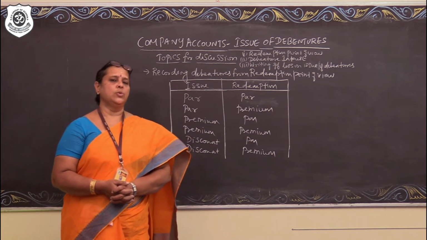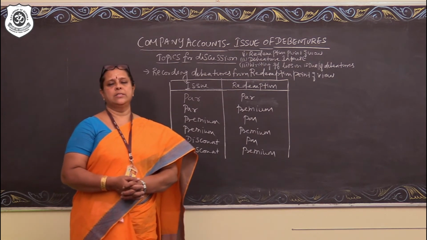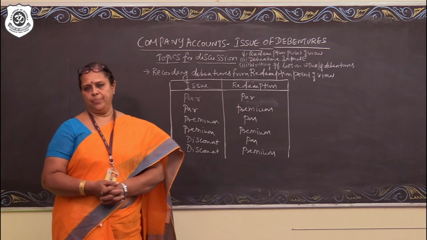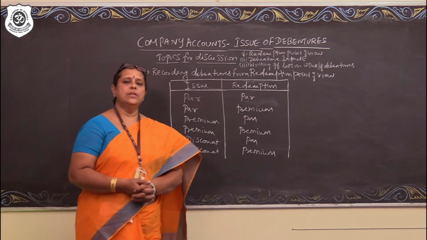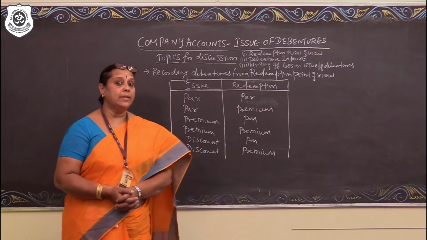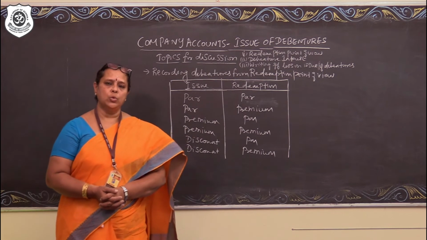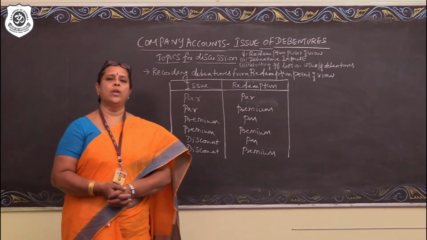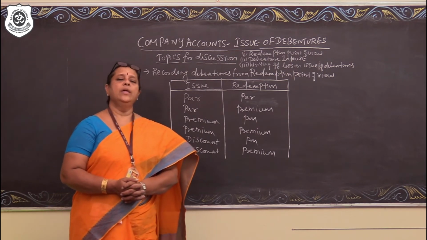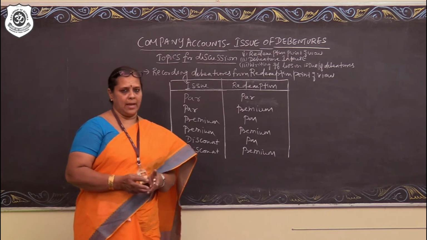All debentures issued in India are secured debentures, and they are secured against certain assets of the company. These things we discussed. Then we discussed what we mean by issue of debentures for consideration other than cash. When debentures are issued when an asset is acquired or a business is taken over, it is called issue of debentures for consideration other than cash.